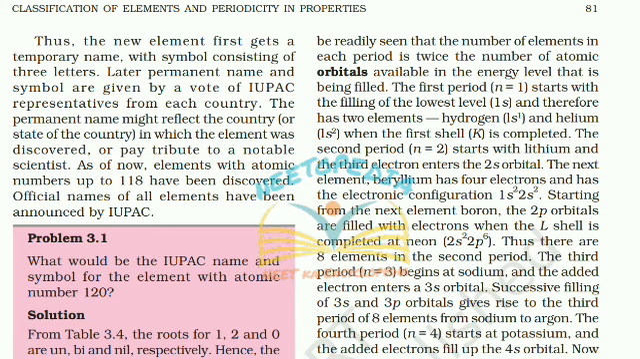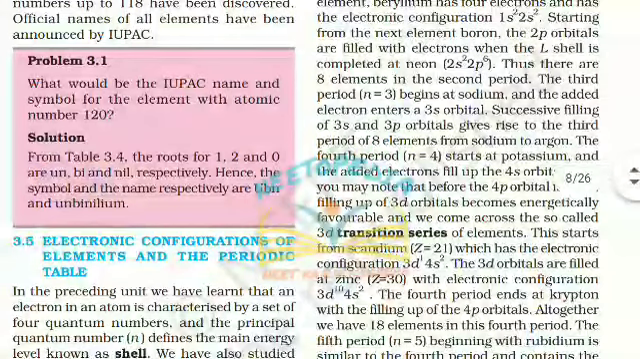The first period, where n is equal to 1, starts with the filling of the lowest level 1s and therefore has 2 elements, hydrogen 1s1 and helium 1s2, when the first shell is completed. The second period, for n equal to 2, starts with lithium and the third electron enters the 2s orbital. The next element, beryllium, has 4 electrons and has the electronic configuration 1s2 2s2. Starting from the next element, boron, the 2p orbitals are filled with electrons, and the L shell is completed at neon. Thus, there are 8 elements in the second period. The third period, where n is equal to 3, begins at sodium and the added electrons enter the 3s orbital.